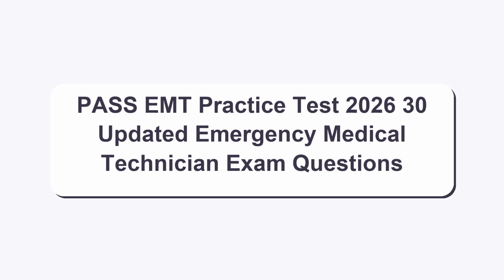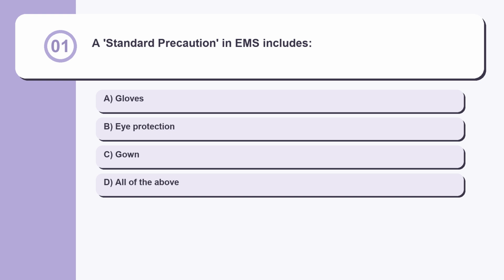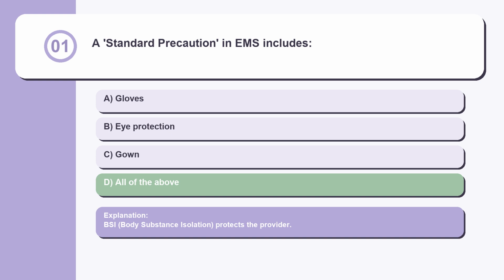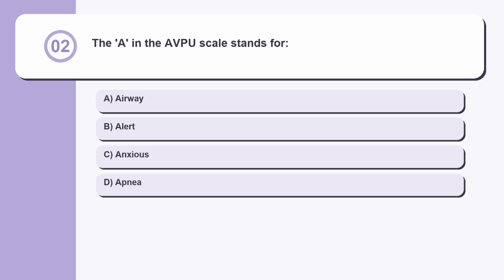Pass EMT Practice Test 2026: 30 Updated Emergency Medical Technician Exam Questions. Question 1. A standard precaution in EMS includes: gloves, eye protection, gown, all of the above. BSI, body substance isolation, protects the provider.